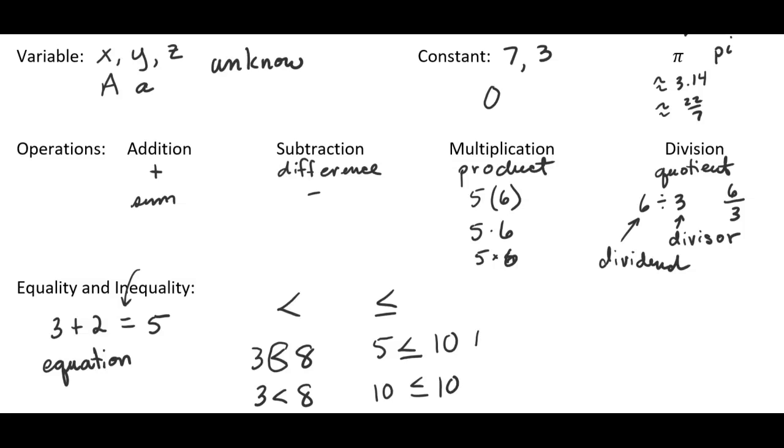I'll put true here. But the second statement's also true. 10 is less than or equal to 10. It happens to be equal to, but it's also true. It's not less than, but it is equal to.